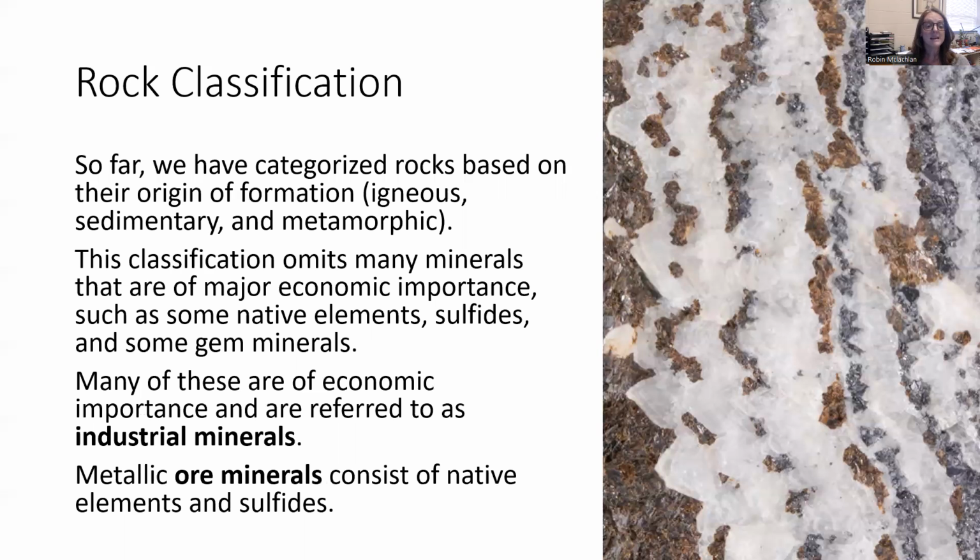All right, so many of these minerals that are of economic importance, like native elements, like gold and silver, also sulfides and other gem materials, things like that. Many of them are of economic importance, and we call them industrial materials, right? They're used in society economically, so we call them industrial materials. Ore materials are those materials that contain these industrial minerals, such as metals, that we are going to be mining.